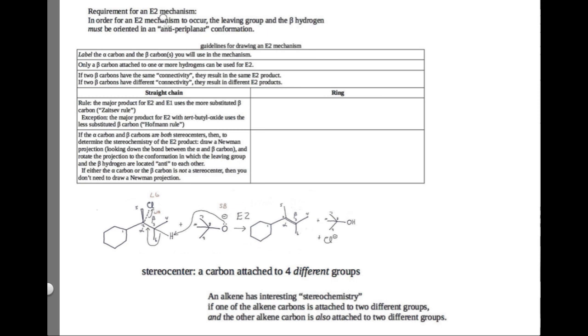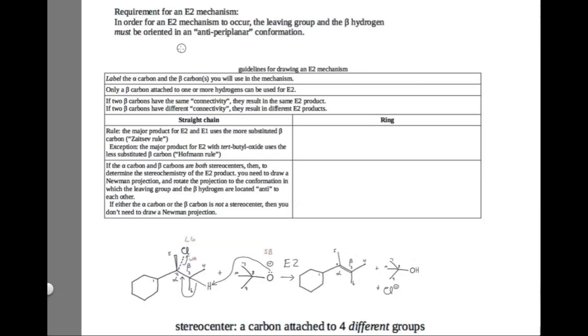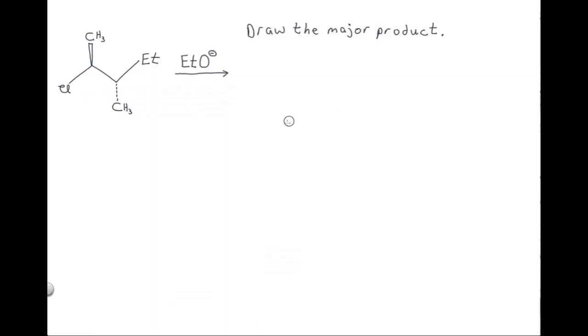The E2 mechanism requires an anti-periplanar conformation, but we generally only have to bother to draw that anti-periplanar conformation if both the alpha carbon and the beta carbon are stereocenters. We said that an E2 mechanism requires an anti-periplanar conformation. But why? Why does E2 require an anti-periplanar conformation? I'm not going to explain the reason for this requirement. If you're interested, you should be able to find the explanation for that in your textbook. Please pause the video and try this problem.